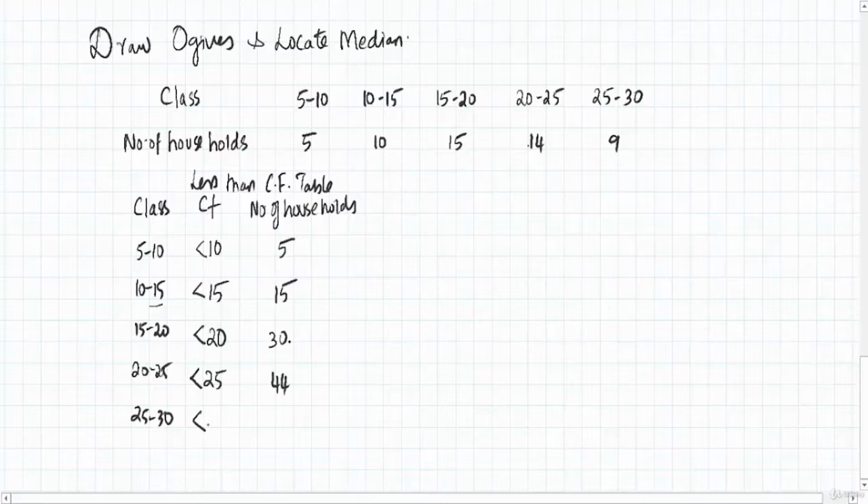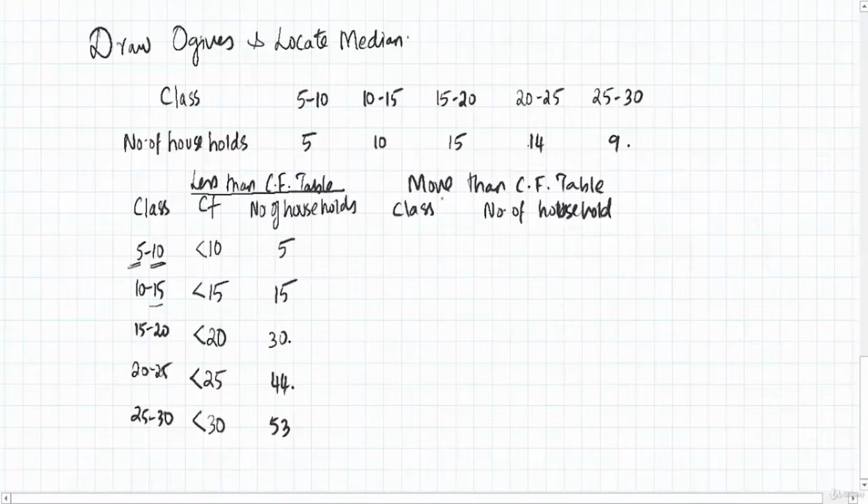How many households are less than 30? It is going to be 44 plus 9, which is 53. So in this way we have calculated the less than cumulative frequency table. In the same way we have to calculate the more than cumulative frequency table, right?